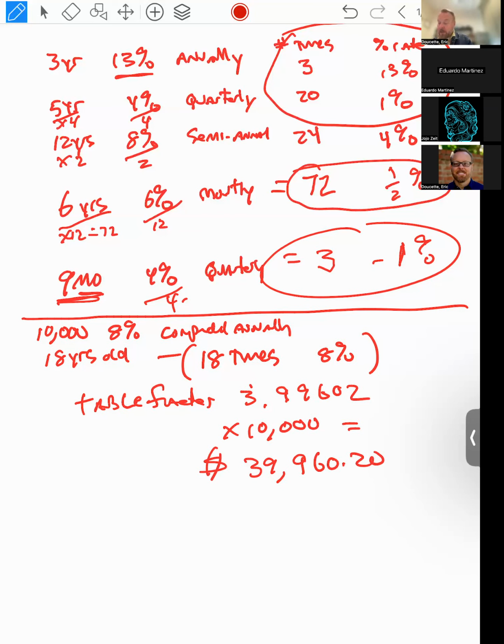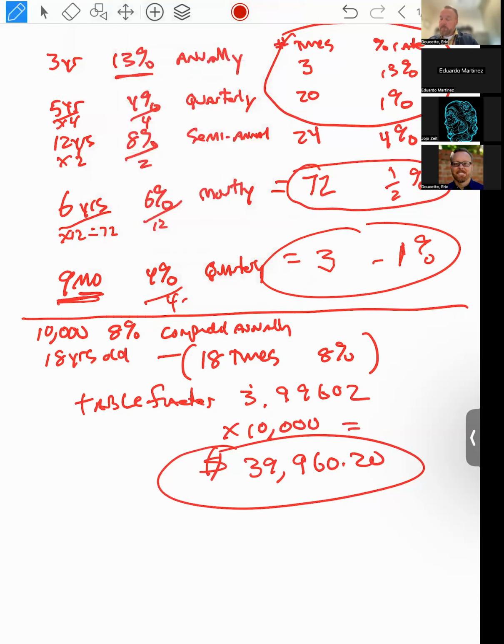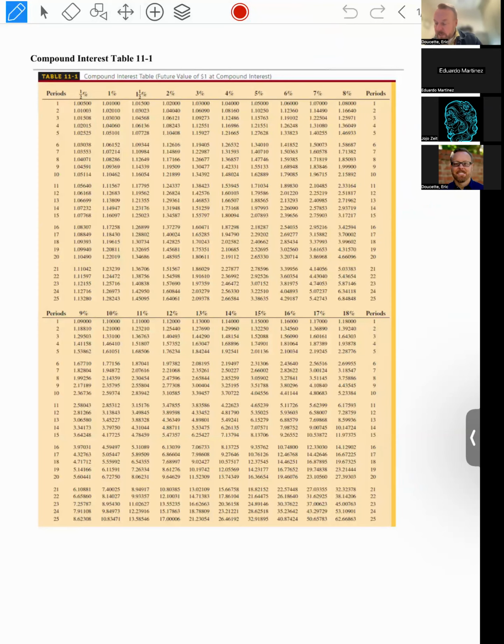So they put $10,000 in the bank when the kid was born, and then at the end of 18 years, when he graduates high school, he has $40,000 towards college based off of the 10,000 they initially invested. So they almost tripled their money at that point. Right? So if I go to the next slide, and I look once again at the table, we said 18 times at 8%. They intersect right here, 3.99602. And that gave me my answer.